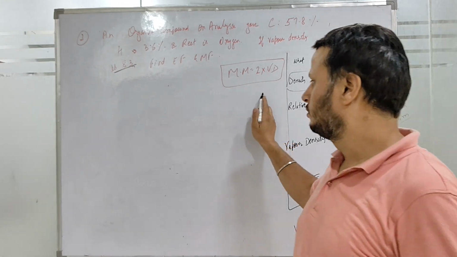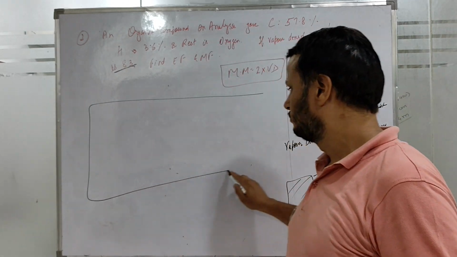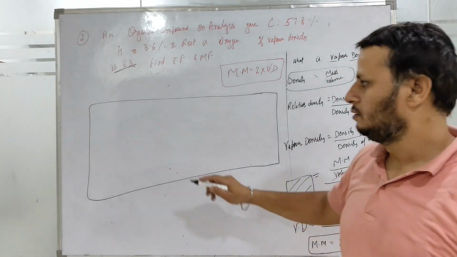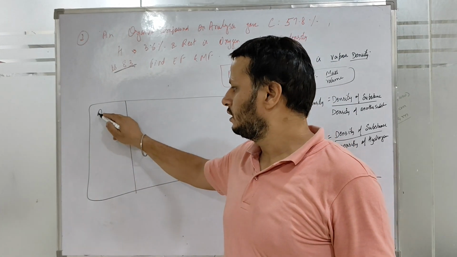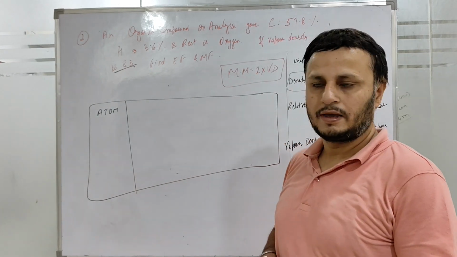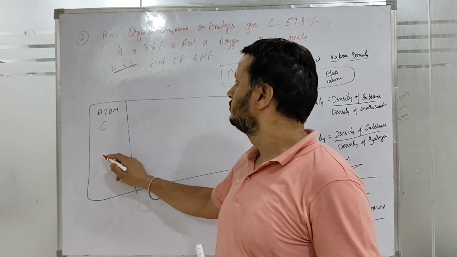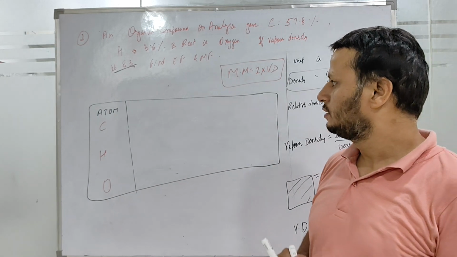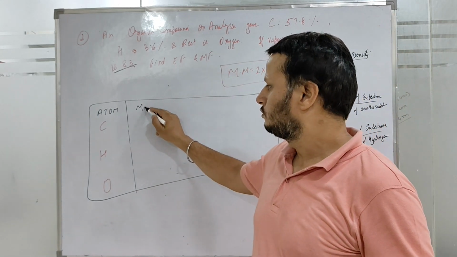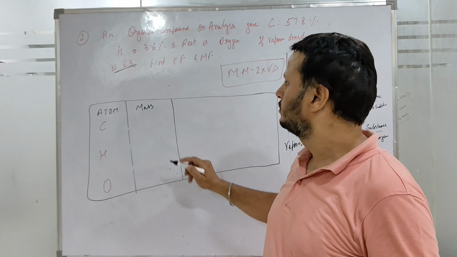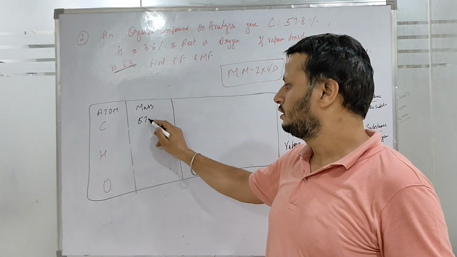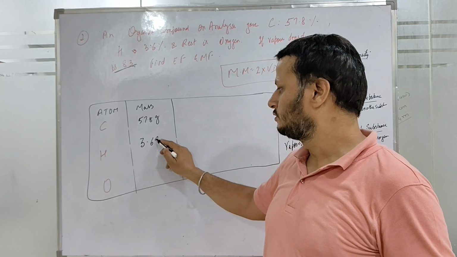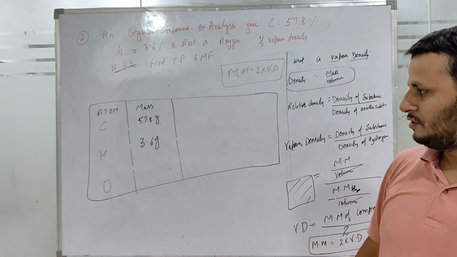So first we will draw the table to find the empirical formula. So what are the atoms used in the question? Atoms are carbon, hydrogen and oxygen. Let the mass be 100 gram. So what are the given masses? Carbon is 57.8 gram, hydrogen 3.6 gram, and the rest is oxygen.